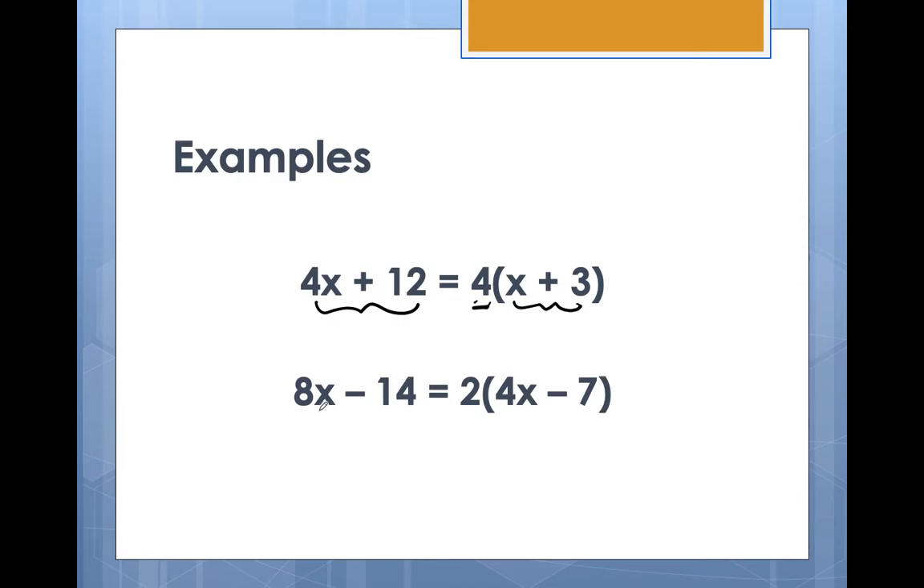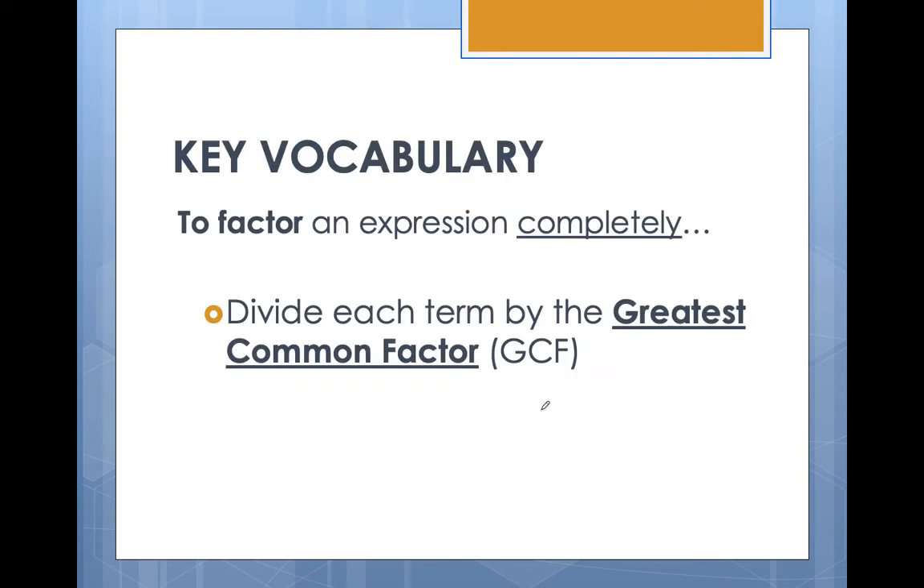Another example would be 8x minus 14. The greatest common factor is 2. So we divide 2 from 8x and 14, and we get 2 times the quantity 4x minus 7. So factor means, like I said, dividing each term by the greatest common factor.